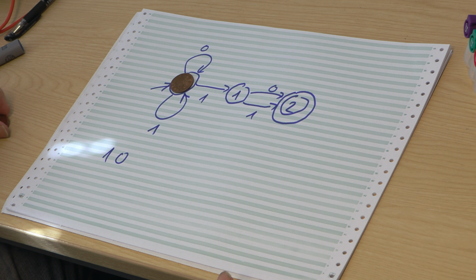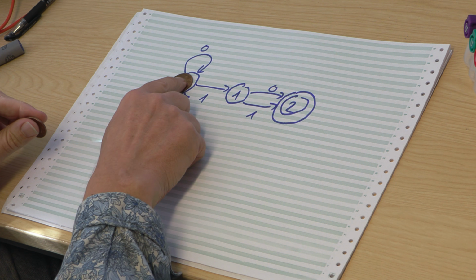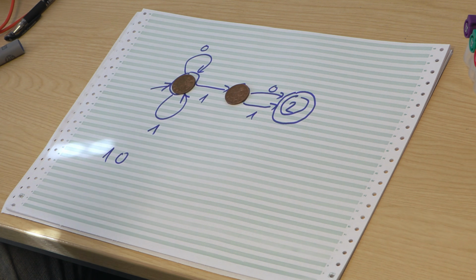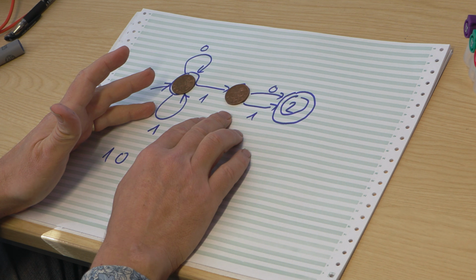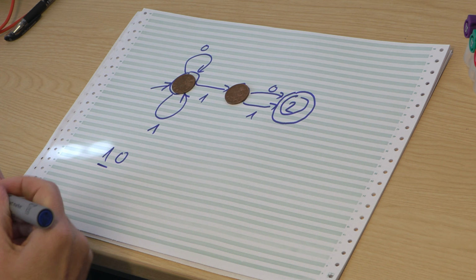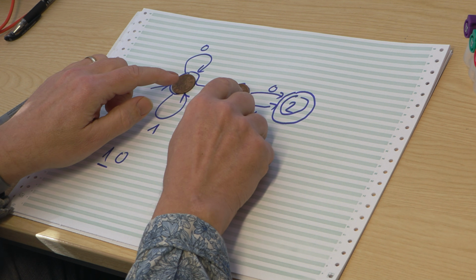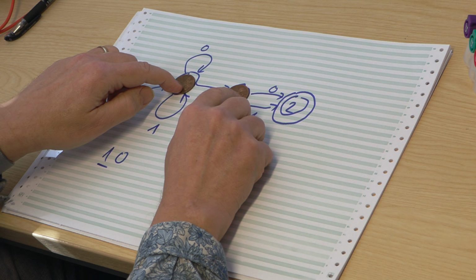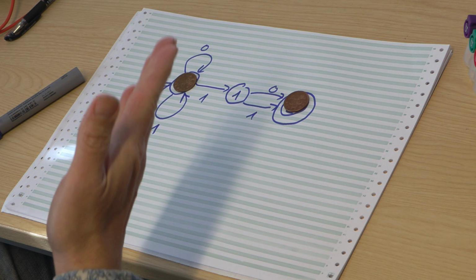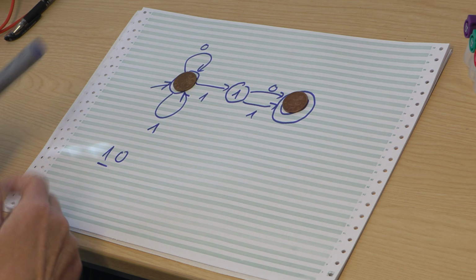Okay, and now we see a 1. So this coin goes here, but it also goes here. So we are in two states now. We are in state 0 and state 1 at the same time, like a superposition. Super quantum, right? Now we have read this, and now we read the 0. 0 and 0. We are finished, and we have a coin in the final state, so hence it's accepted.